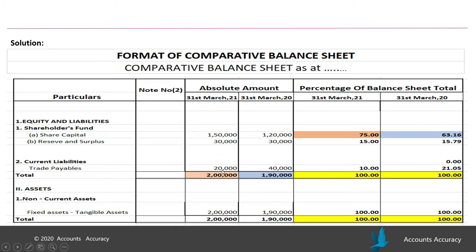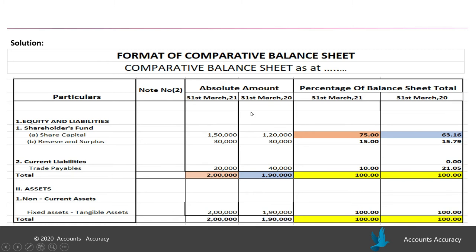So this is how you will calculate the percentage of the entire column. Then for this total column, it should be 100, because 2 lakh divided by 2 lakh into 100 will always come 100. And one more thing I would like to tell you, that you must calculate the total of percentage of your liability also. Once you calculate, it must come 100. That means 75 plus 15 plus 10 should always be 100. In the same way, for the asset column also, 2 lakh divided by 2 lakh into 100, you will get 100%. Again, for the total column, it should be 100.